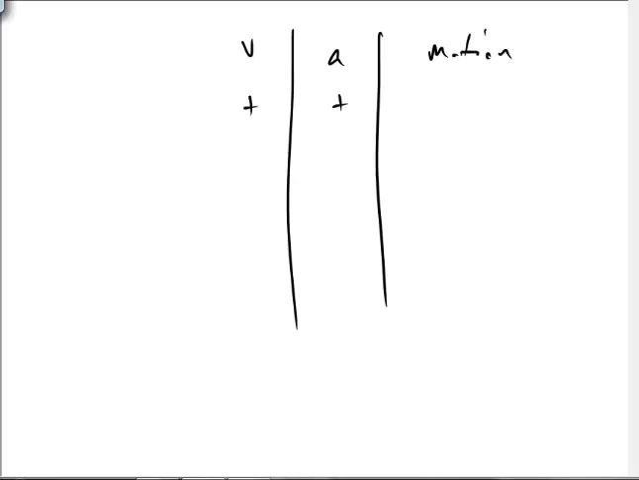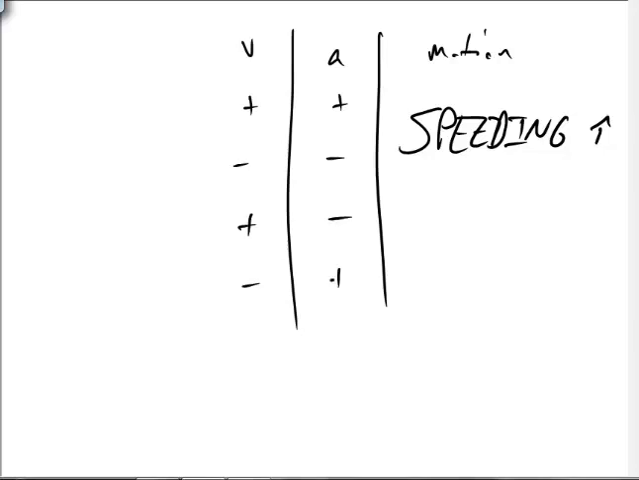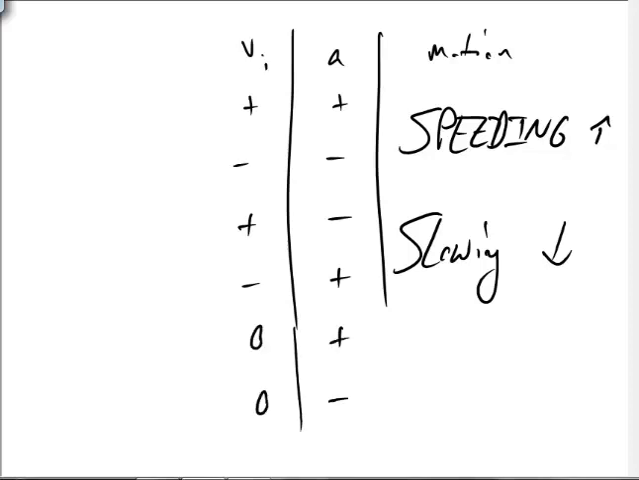Mm-hmm. So we identified that if both velocity and acceleration were the same, the object was speeding up. Correct. And we note right here, I said velocity, I said acceleration, they can be positive or negative. If they're opposite of each other, then the object has to be slowing down. Correct. And we can talk about some of these things. We should probably put initial velocity. If this is 0, then we can work through this as well. This is also speeding up.